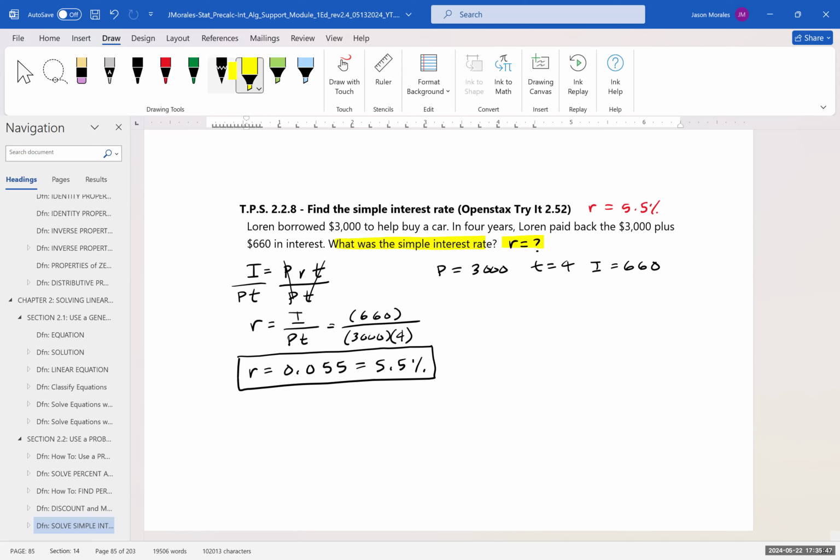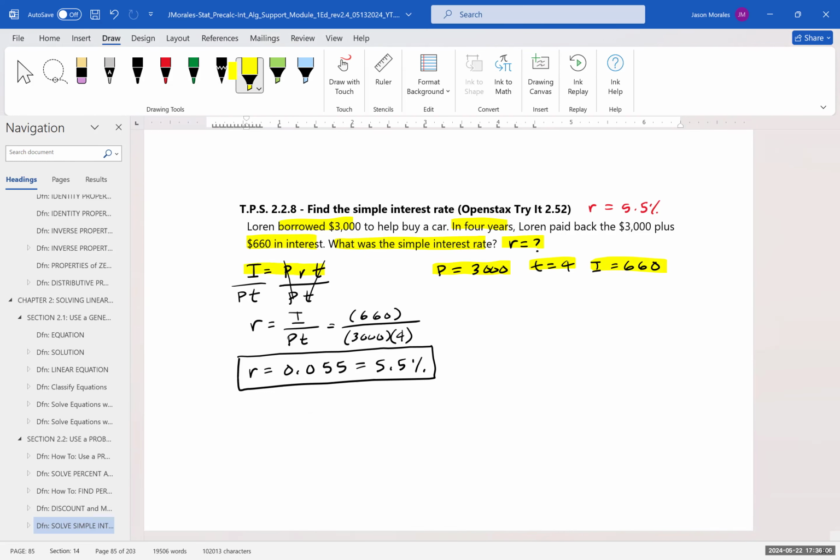So R is going to be the variable we're looking for. It says that she borrowed $3,000, so that means the principal is $3,000. This was over a time period of 4 years, so it's in years, so t equals 4, and $660 of interest.